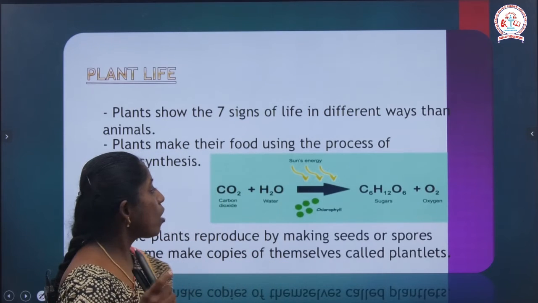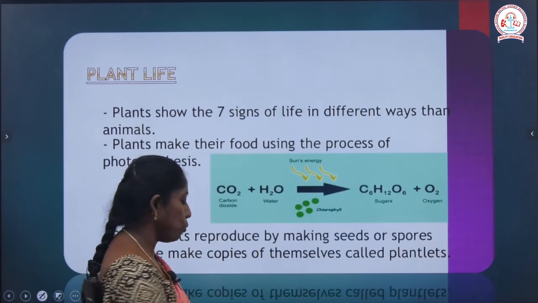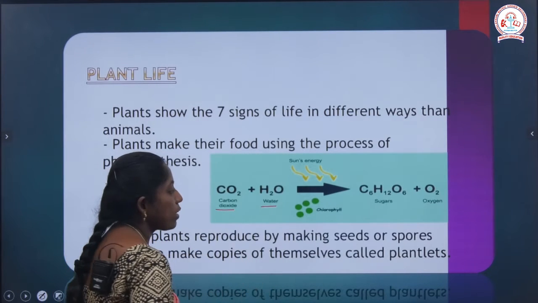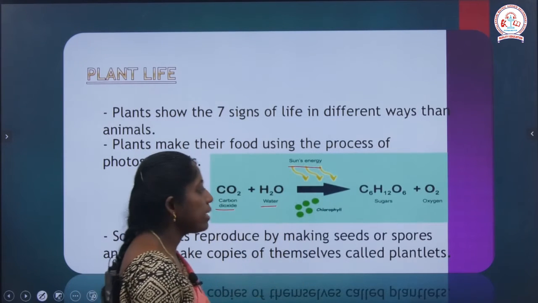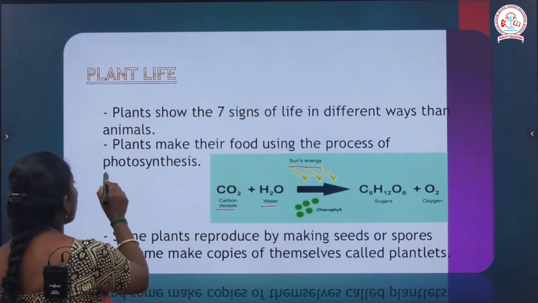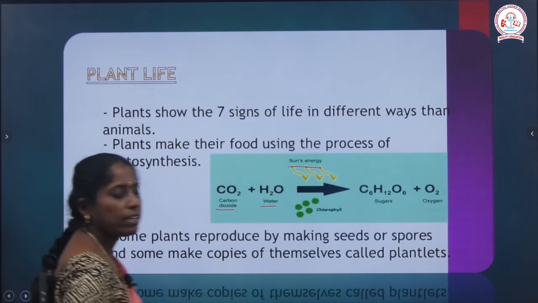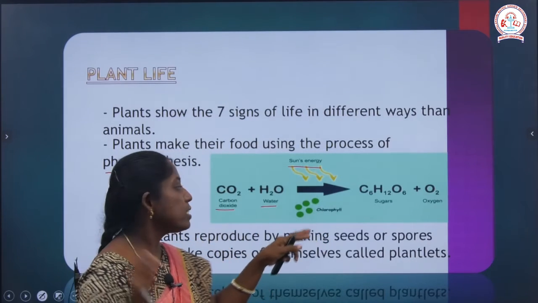What are the raw materials needed for that? One is carbon dioxide, CO2, then H2O, water, and then the sun's energy, that means sunlight. That's why we call it photosynthesis. Photo means nothing but light. We know that we take a photo only in the presence of light. So, this process takes place in the presence of sunlight.